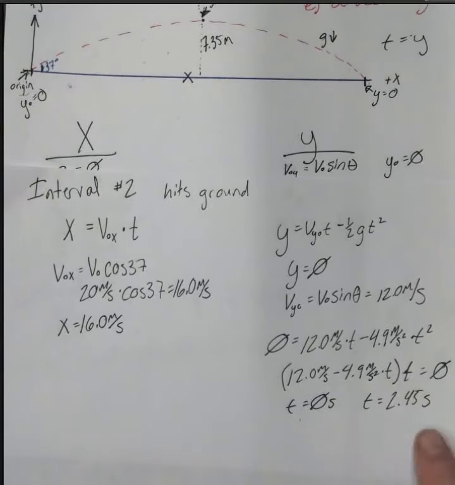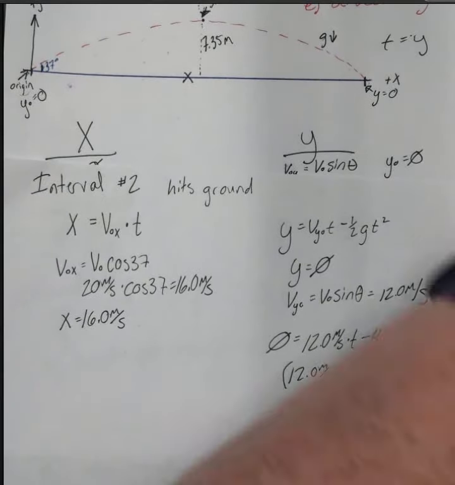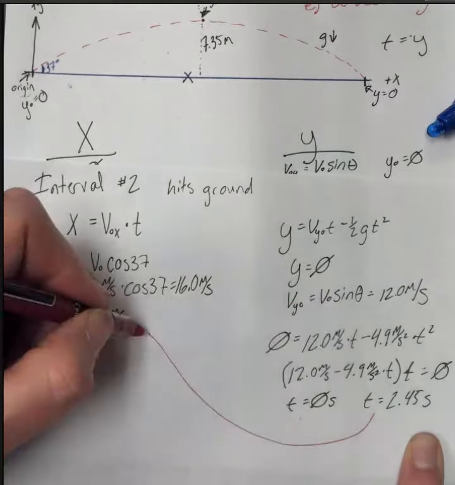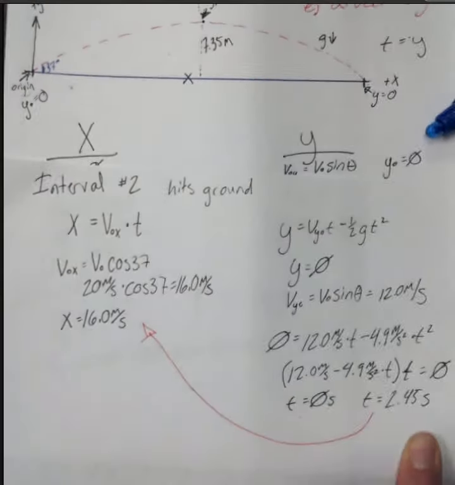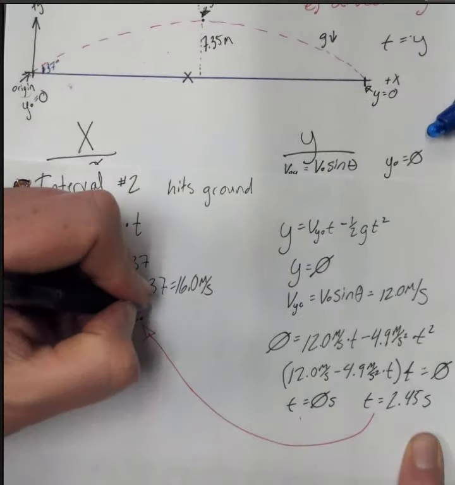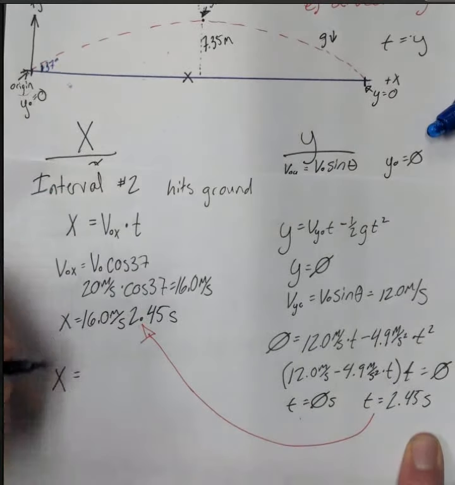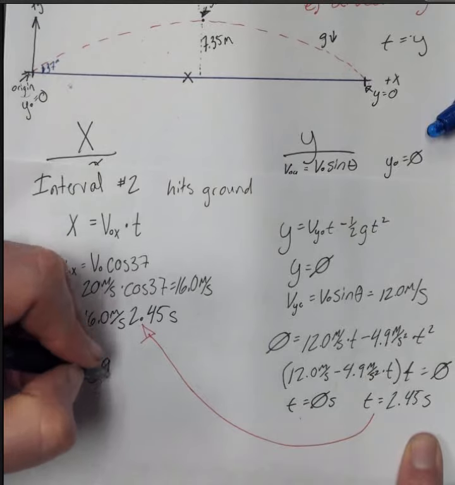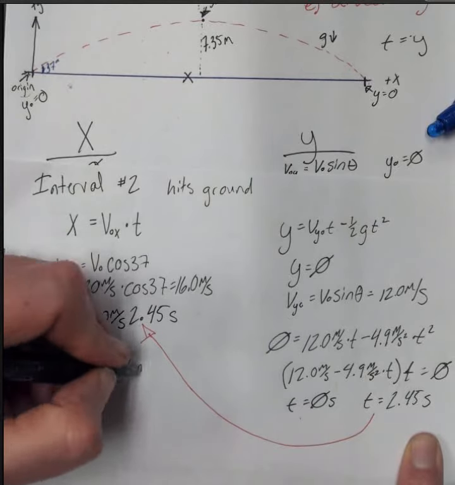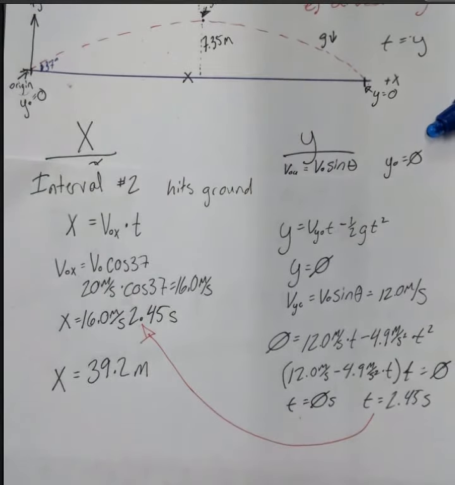So now I have my time. I can take my time and I can plug it in over here. So I have 16 times 2.45 seconds, and I get that my displacement is 39.2 meters. So let's go back and let's check our organization.